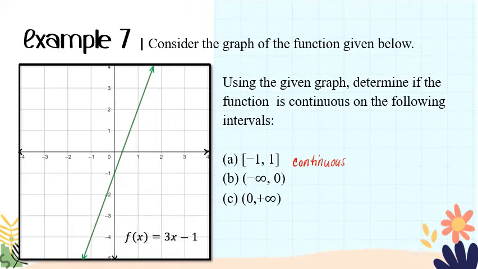Alright, next, let's go to letter B. So for letter B, from -infinity to 0. Since from -infinity, we can start from any large negative number or negative integer. So let's start here and then trace it going to 0. So 0 is not included, and as we trace, there's no hole, there's no break, there's no jump, there's no vertical asymptote. So on that interval, the function is continuous.